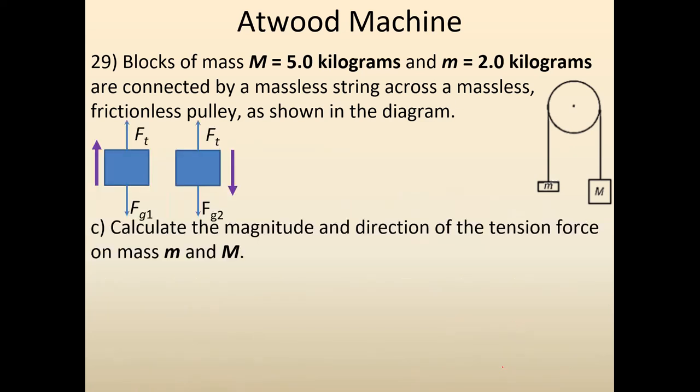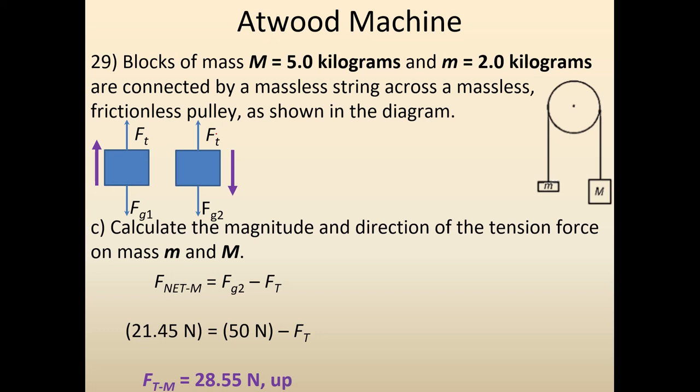Part C, they want to find the tension forces. So I pretty much do the same thing. This time I'm looking at the net force not as equal to ma, but as the other equation, being the sum of the forces. So for the big mass, this is the positive, so Fg2 minus the tension force. Plugging my numbers in, I end up getting that the tension is 28.55 newtons up.